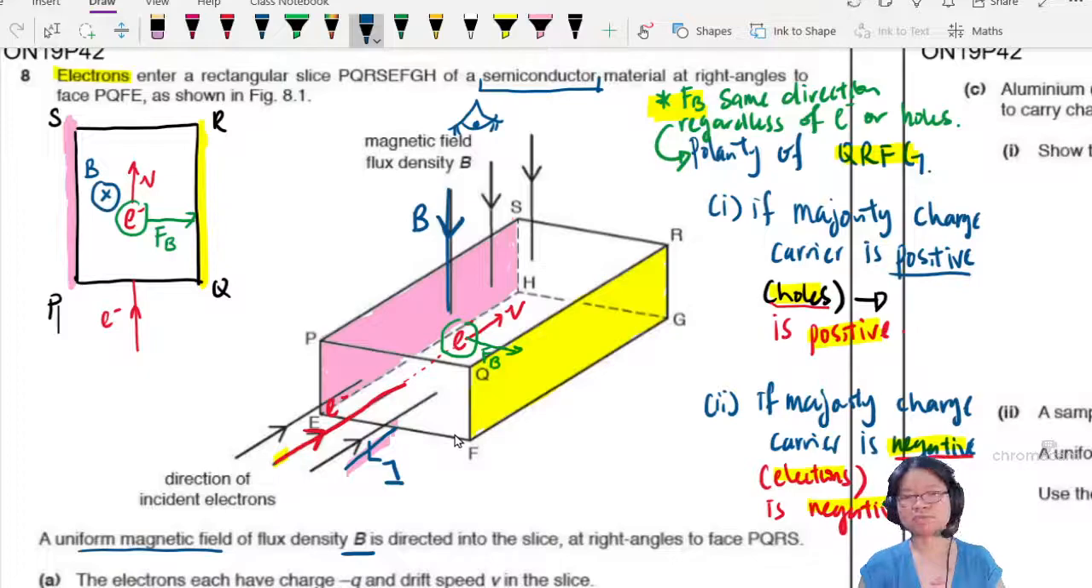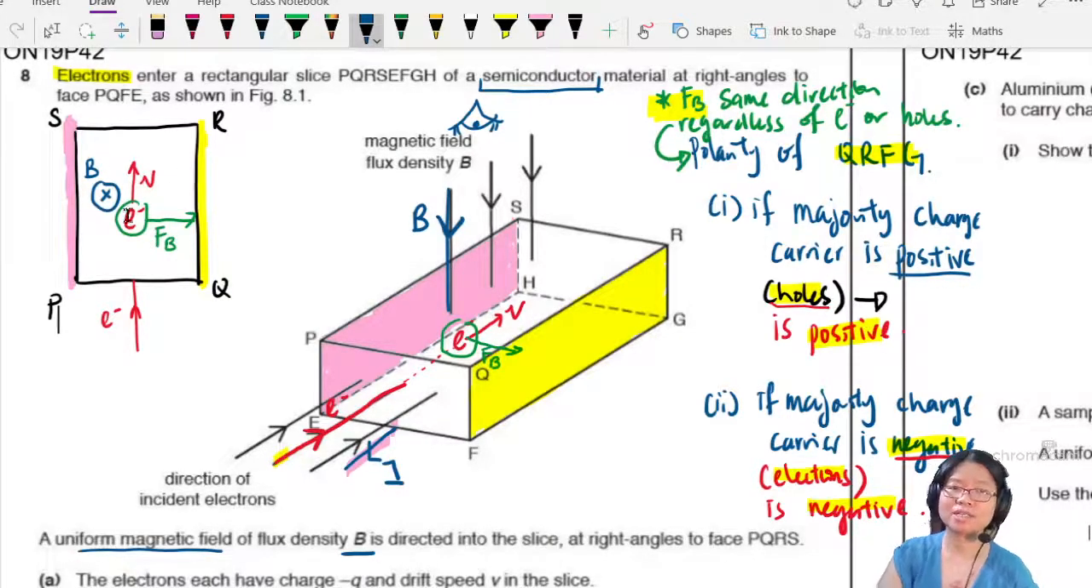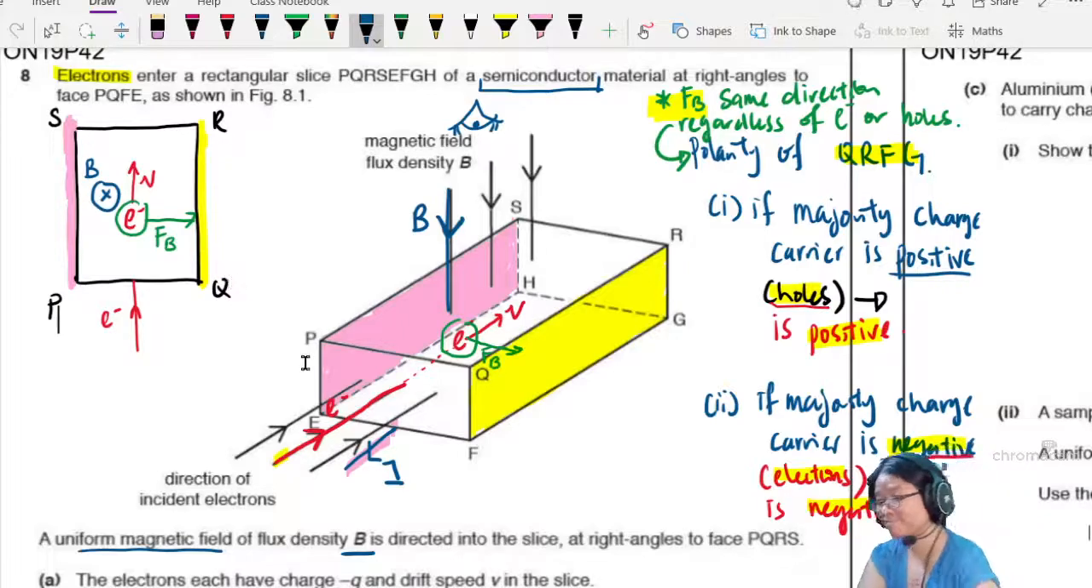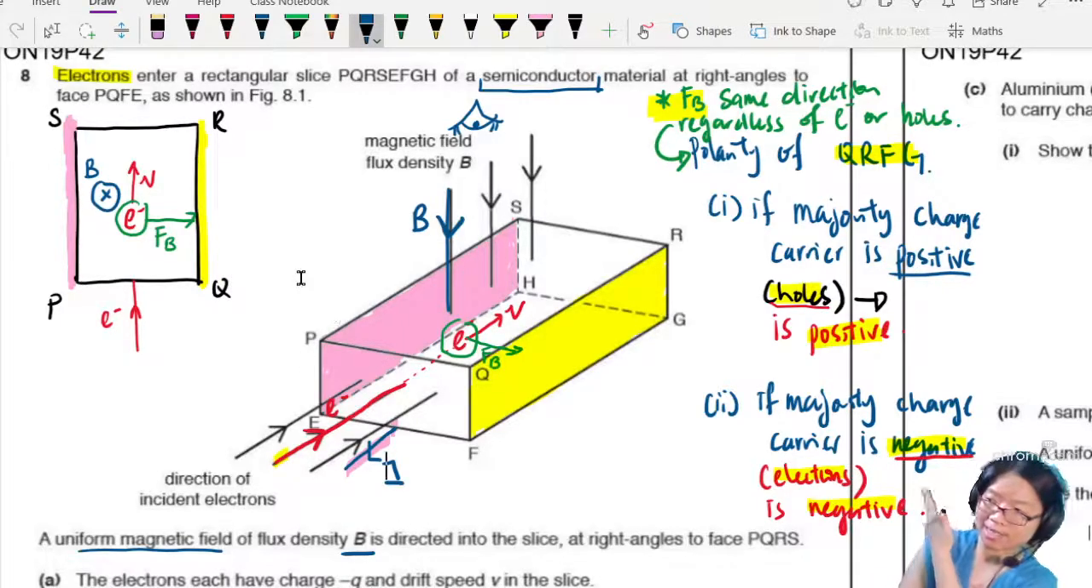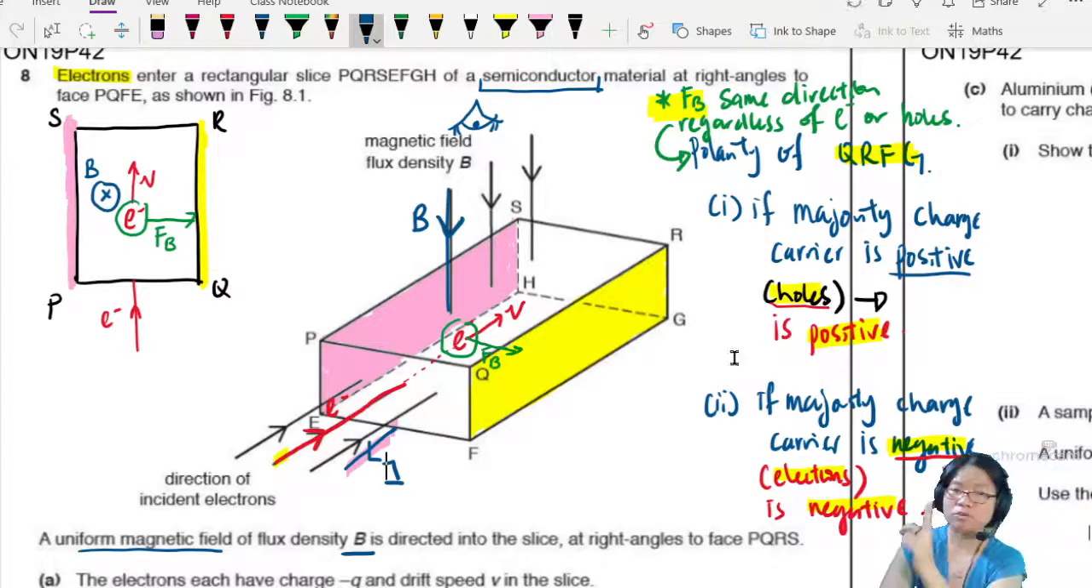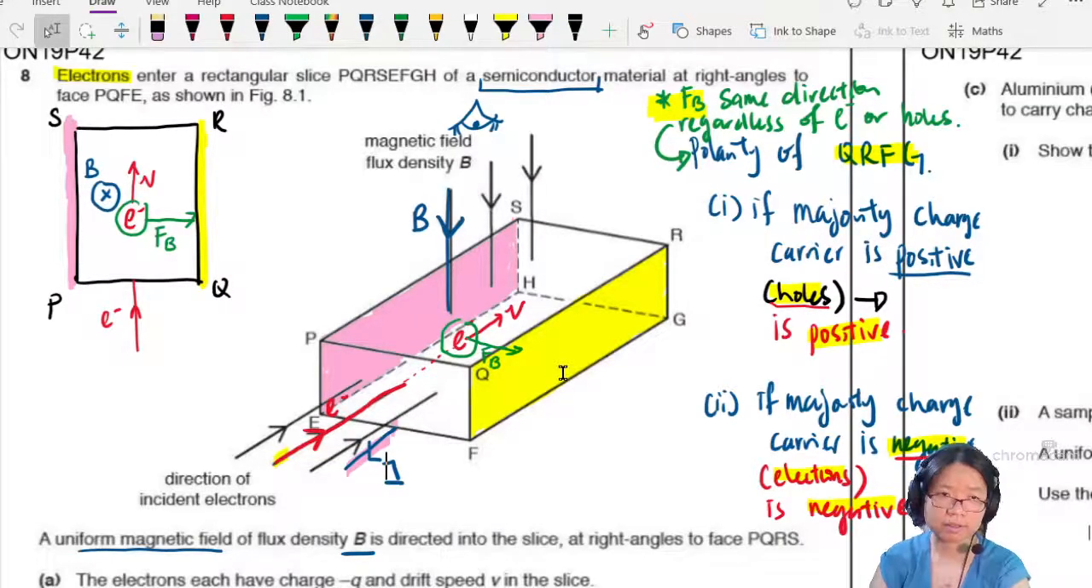Okay, so this is a top view. Which color is positive? Don't know. So it depends on who the majority charge carrier is, because like it or not, whichever is the majority will be swept to the yellow side. Majority positive, yellow side positive. Majority negative, yellow side negative.